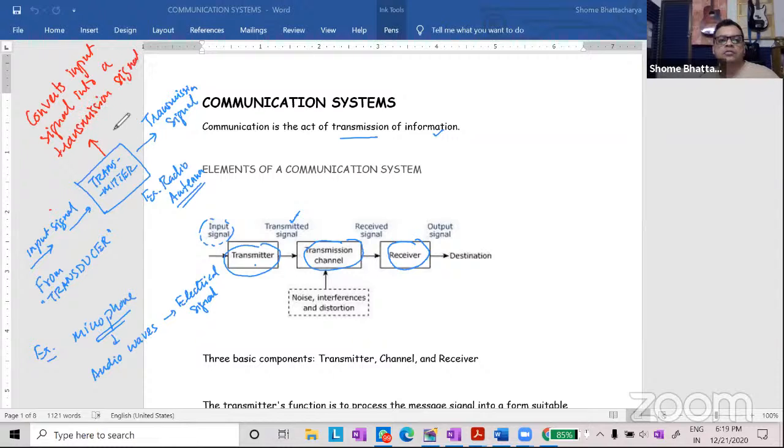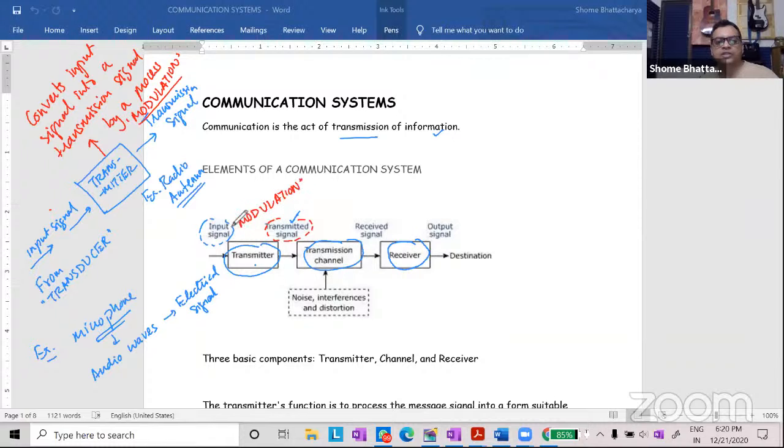Okay, by a process which is called modulation. So we will discuss very soon about modulation in more detail. So that is the job of the transmitter. So the transmitted signal is basically the input signal converted into another form of signal via the process of modulation.